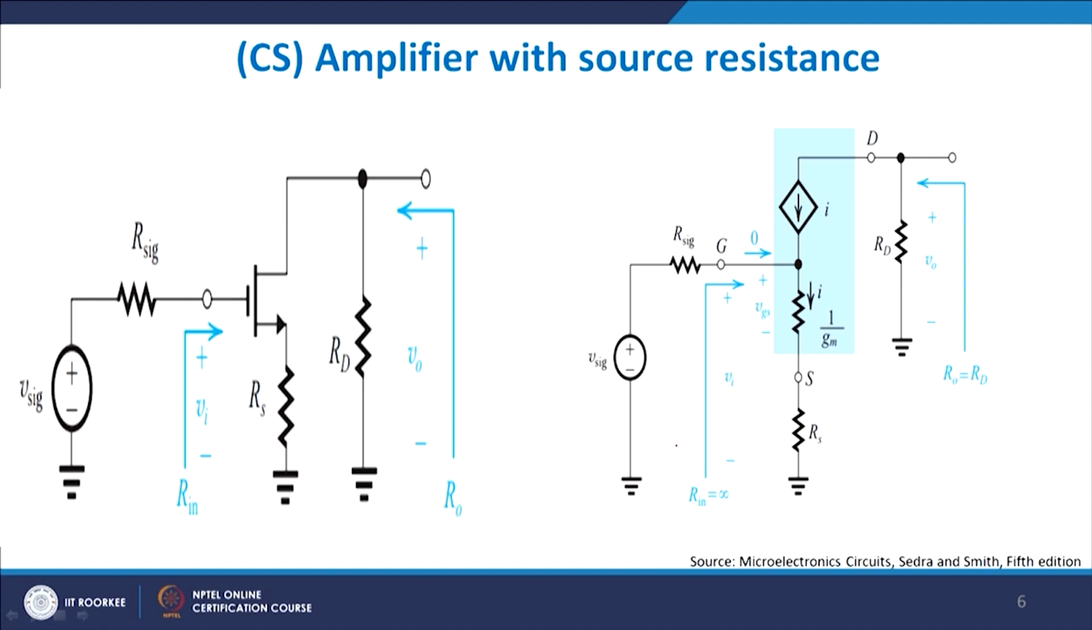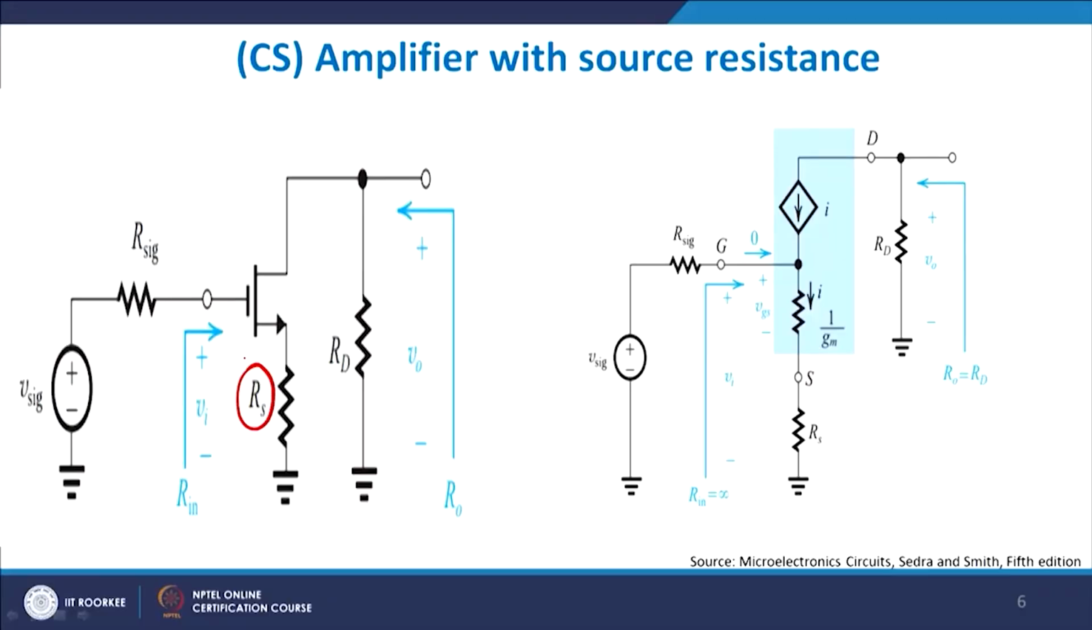Now let me come to the common source amplifier with the source degeneration resistance. Remember what change we are making: we are replacing the source side, which was initially grounded, by a source resistance RS. So there is a source resistance RS in series with the MOS device. I had discussed already with you why this is important in terms of application.